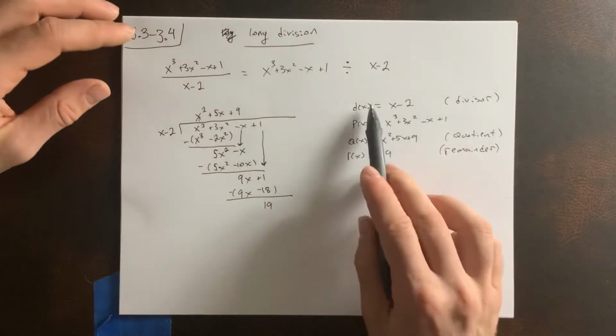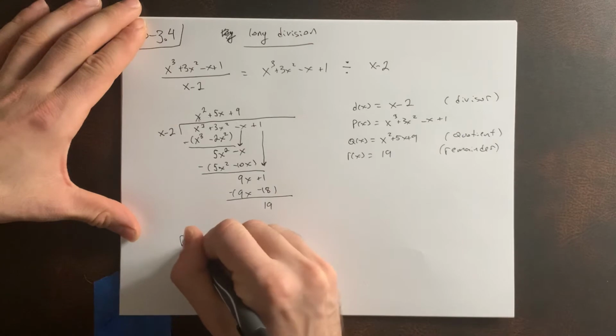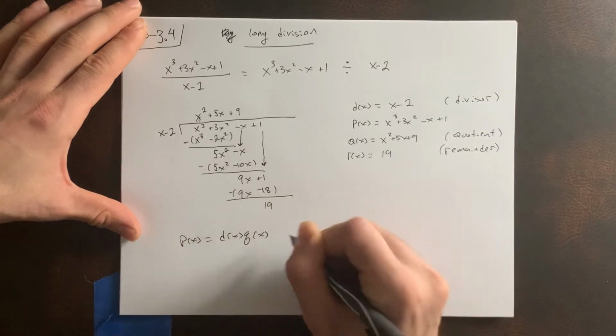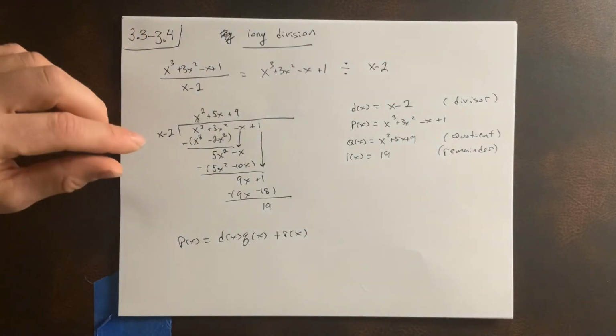Once we find all this and we have these things, we can put these into a formula. And that formula is that p of x is equal to d of x times q of x plus r of x. So now what does this mean? Let's plug everything in here.